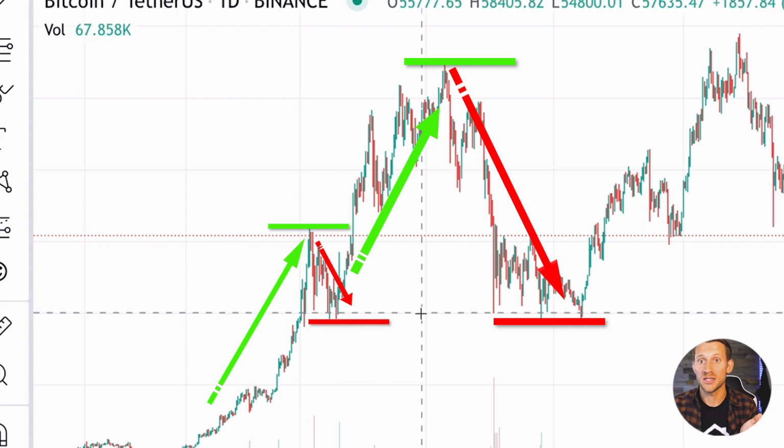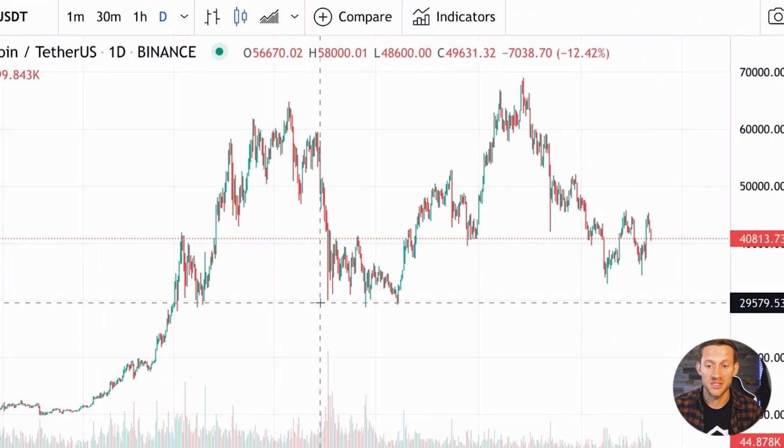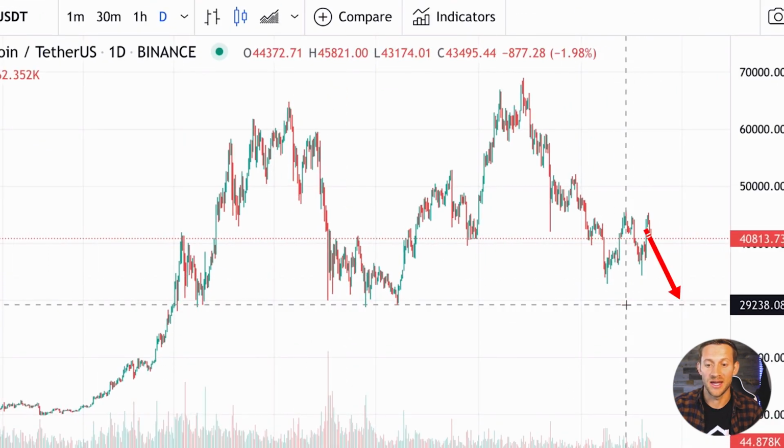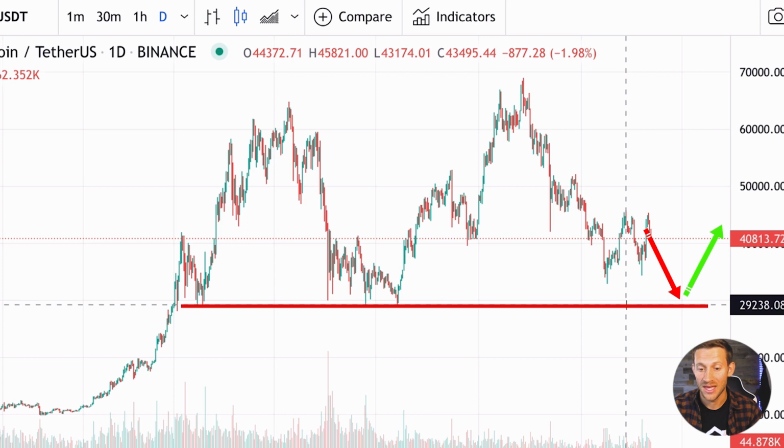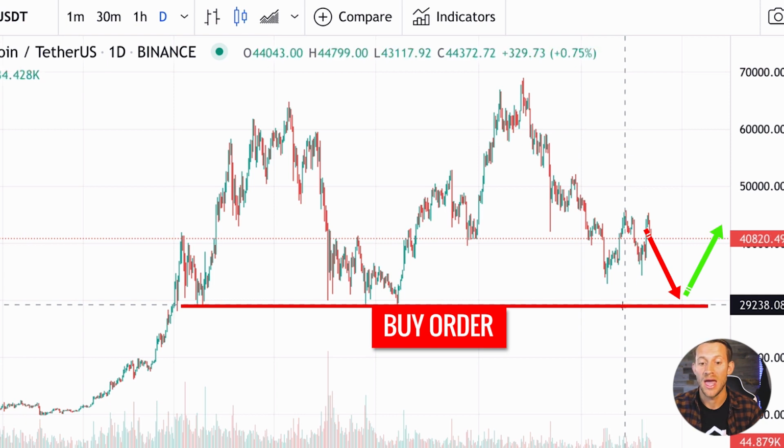Now, if you were a chartist looking at this right now, and you knew what you were doing, you would probably say that the price of Bitcoin is going to hit 29,000 one more time and then bounce. And in fact, there are a lot of chartists and technical analysts looking right now, and they're putting in buy orders at $29,000, saying they will be willing to purchase Bitcoin when it hits $29,000.